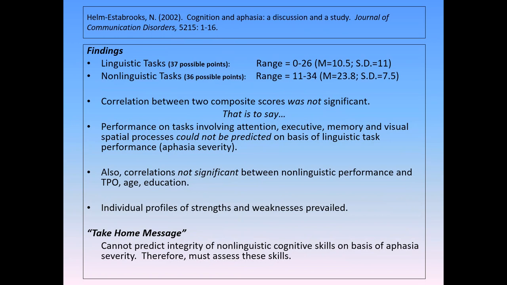Well, what I found was a great range on both the linguistic and non-linguistic tasks. You can see 0 points out of 37 is very severe aphasia, very severe language problems, to a milder form with a score of 26. The non-linguistic range was 11 to 34, looking at 36 possible points. So there were people who, or at least one person, who did extremely well as long as language was not involved. So what I found was the correlation between the two composite scores was not significant.